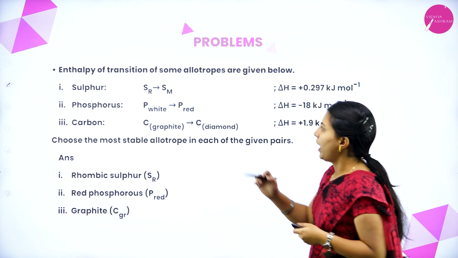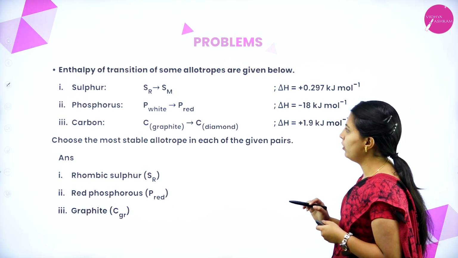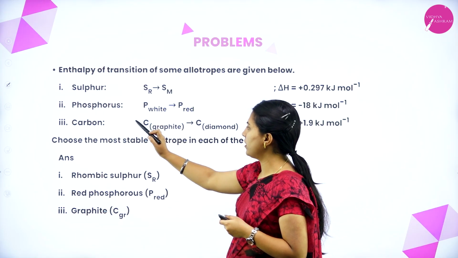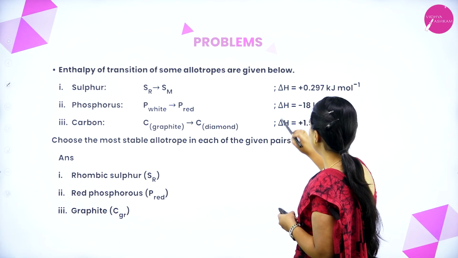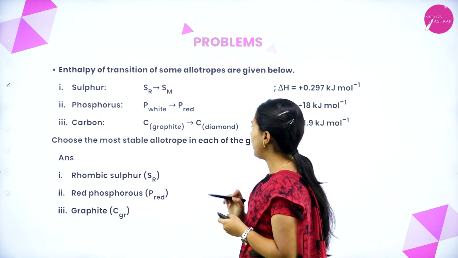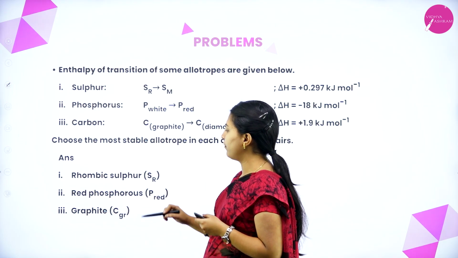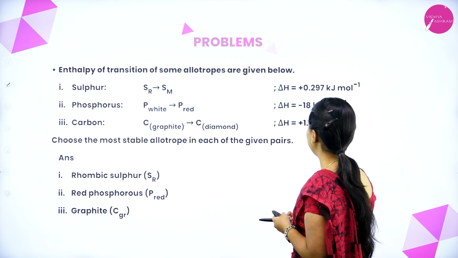Next, problems. The enthalpy of transition of some allotropes is given below. This is sulfur, this is phosphorus, this is carbon. Here the respective values are given. Choose the most stable allotrope in each of the given pairs. The answer is rhombic sulfur, next red phosphorus, next graphite.